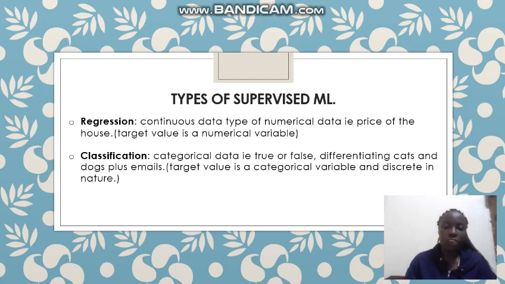As we are going to see the types of supervised machine learning, where we see the regression. And here, this is a continuous data type of numerical data, for example, the price of a house, and the target value is a numerical variable. Then we have classification, which is a categorical data, for example, true or false, differentiating cats and dogs, or differentiating emails. And then the target value is a categorical variable and it is discrete in nature.